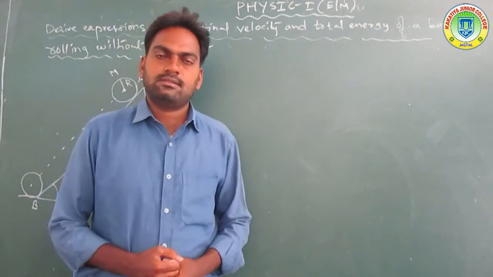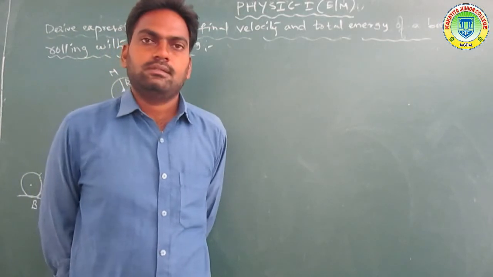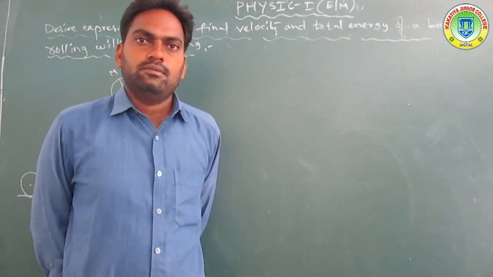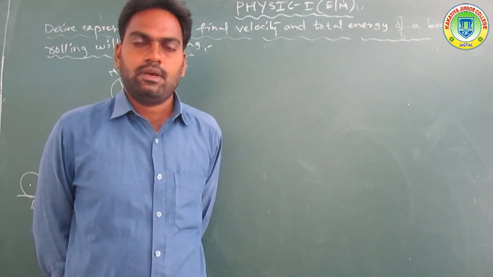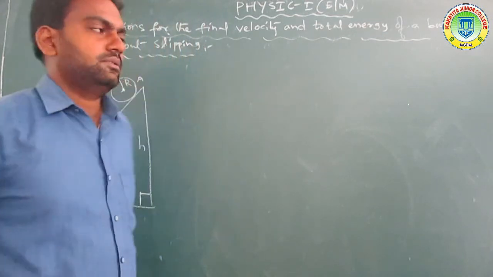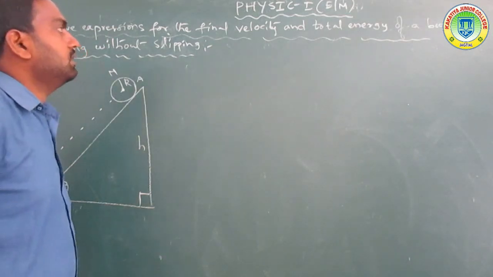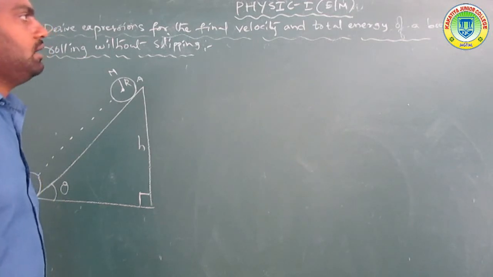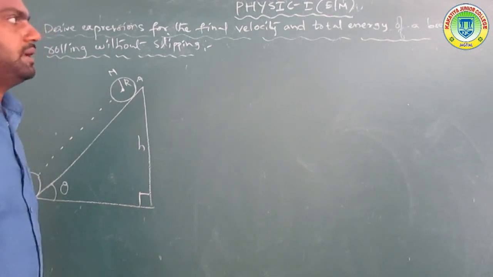Good morning, students. In the last class we discussed angular velocity, angular acceleration and torque. Today's topic is to derive the expression for final velocity and total energy of a body rolling without slipping.